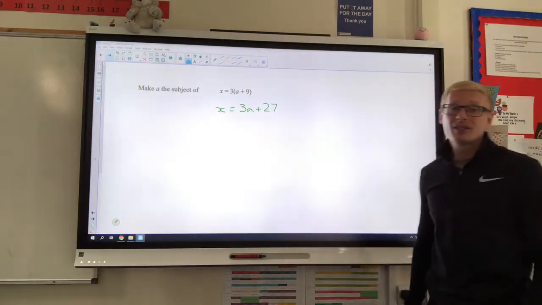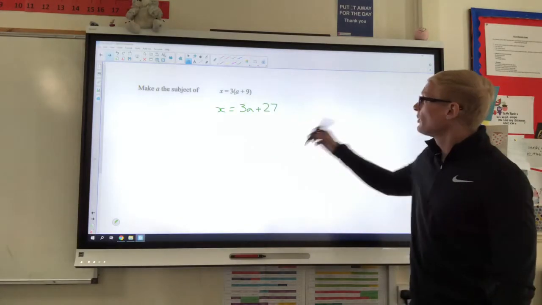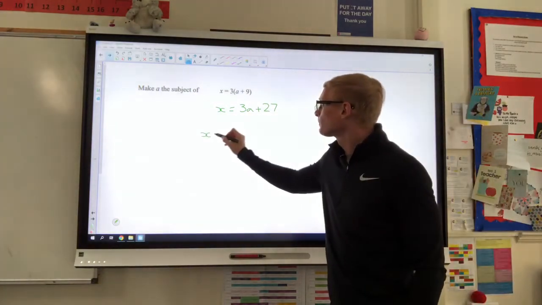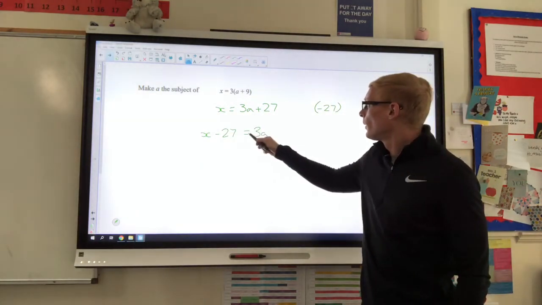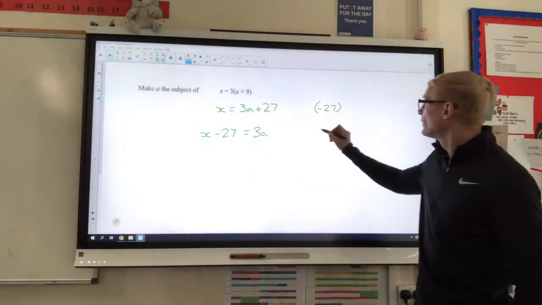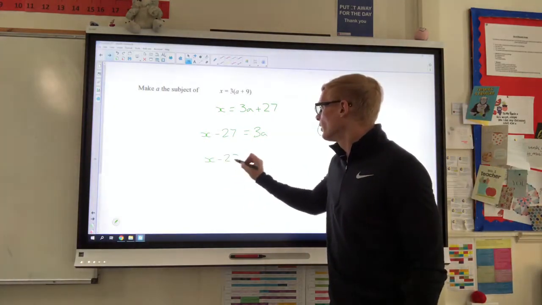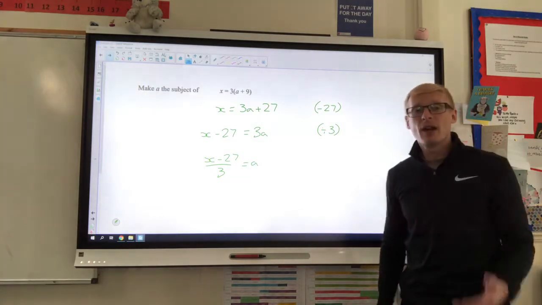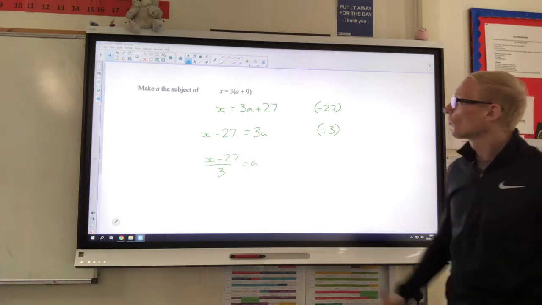And then at this stage, it's very similar to the previous question, where I'm looking to make A the subject. So I want to move the 27, which means subtracting 27 from both sides. And then I've got 3a here, so I need to divide by 3. Which gives me x minus 27 over 3. And that's my answer. And again, you can turn that round if you'd rather, but that is mathematically correct there.